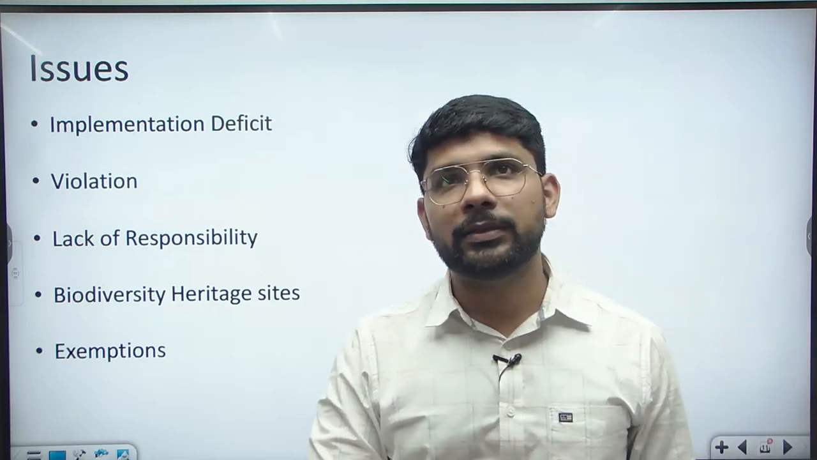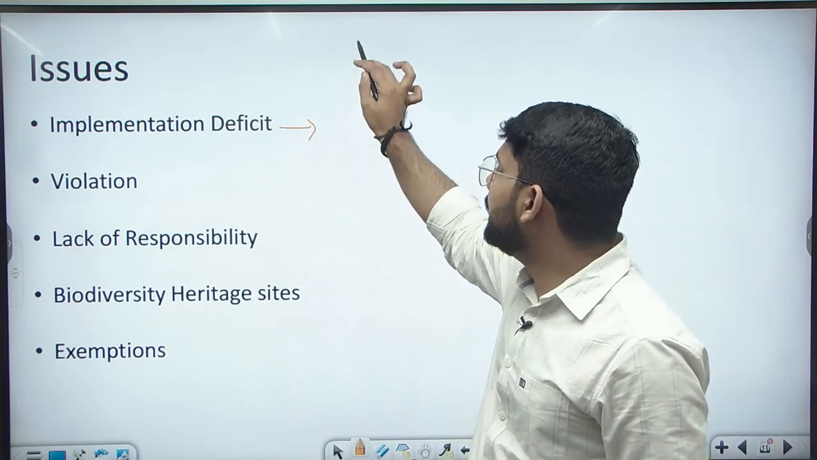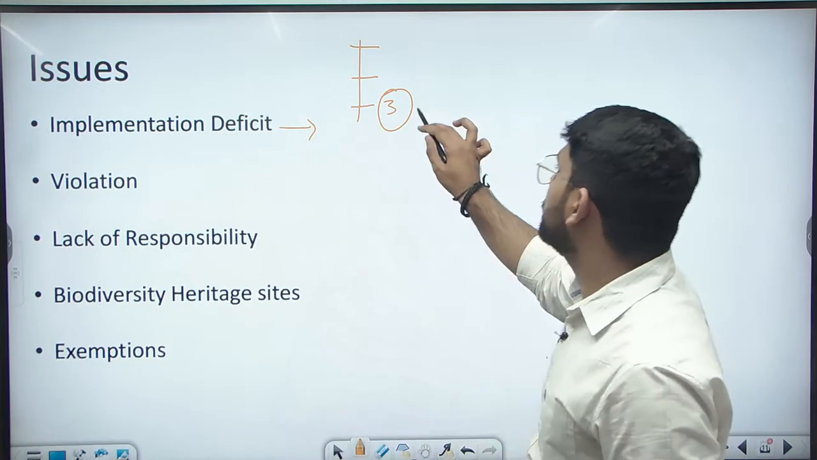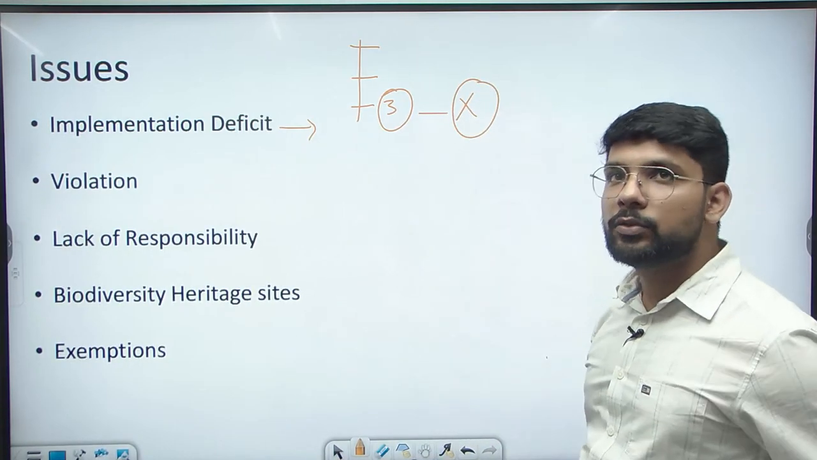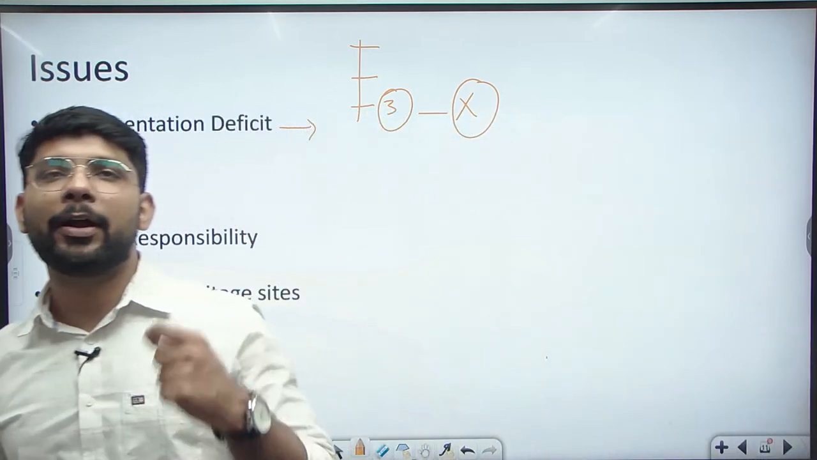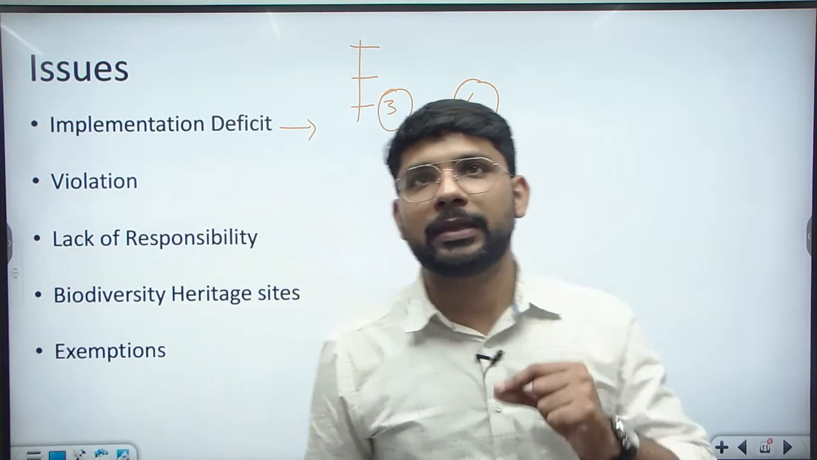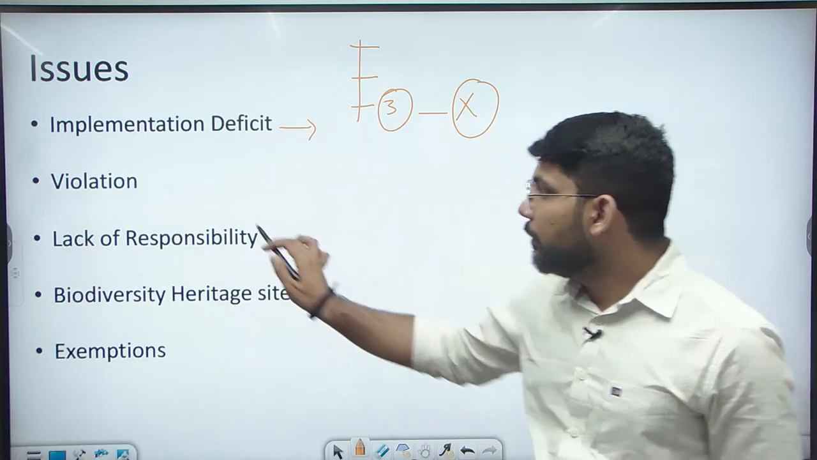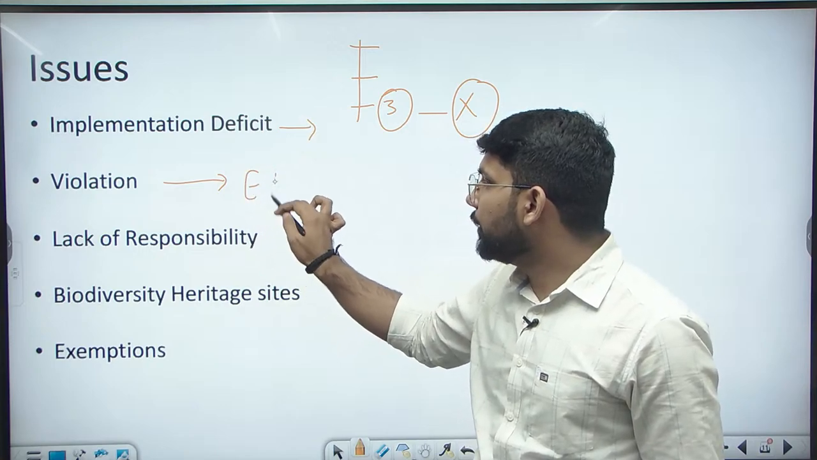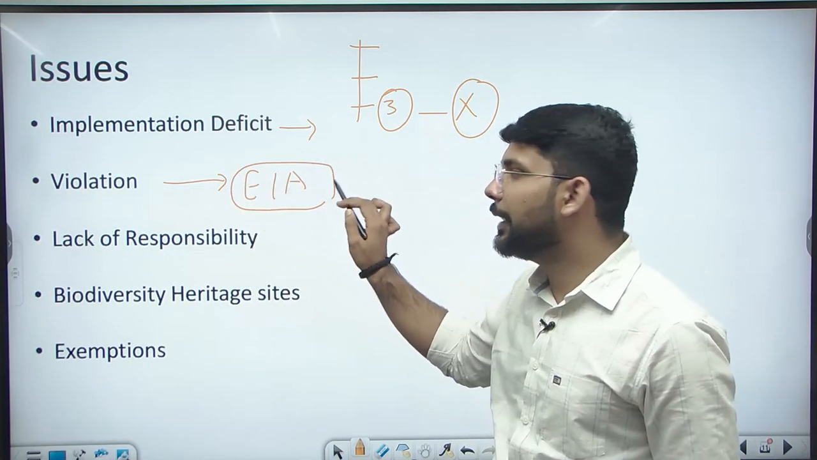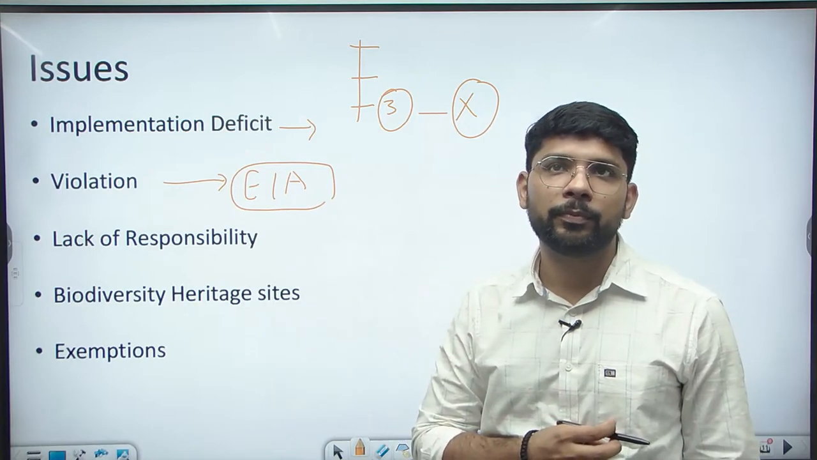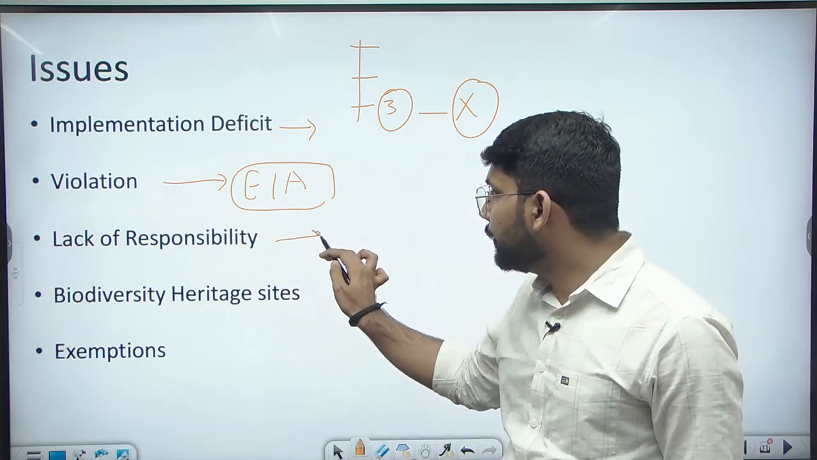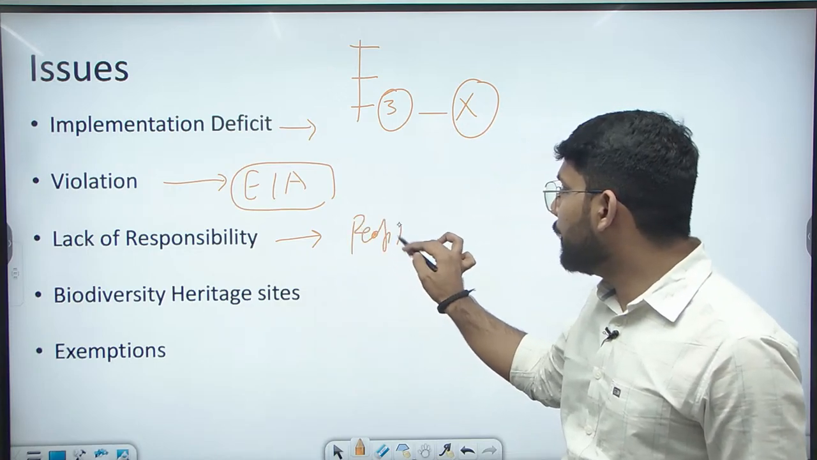The implementation deficit. There is a three-tier structure as we discussed under the Act, but in most of the states, this third tier is not implemented very well. The district biodiversity authority or the local biodiversity authority is not implemented very well. People are violating even after the environmental impact assessment. There is a violation of the Biodiversity Act of 2002 and the cases are pending. No penal provisions. Lack of responsibility. In some areas, no people's biodiversity register is maintained.